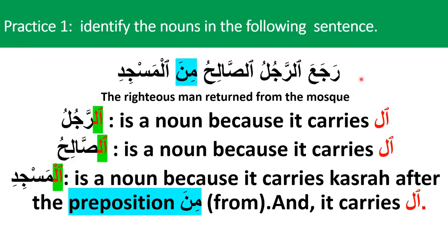Identify the nouns in the following sentence. رجع الرجل الصالح من المسجد. الرجل is a noun because it carries al. الصالح is a noun because it also carries al. المسجد is a noun because it carries a kasra after the preposition mina, from, and also it carries al.